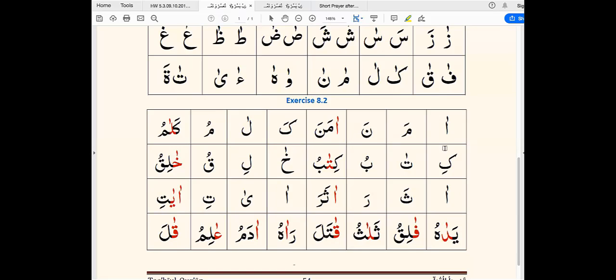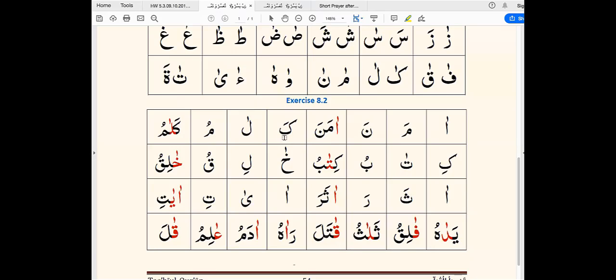Okay, so for example, let me read the first 2 words for you, and then we will have our first student on the mic to read along. So we have an alif with a vertical fatha, so this will now be pronounced for 2 seconds. So it is a. Mim with a normal fatha, ma. Noon with a normal fatha, na. Amana, amana.